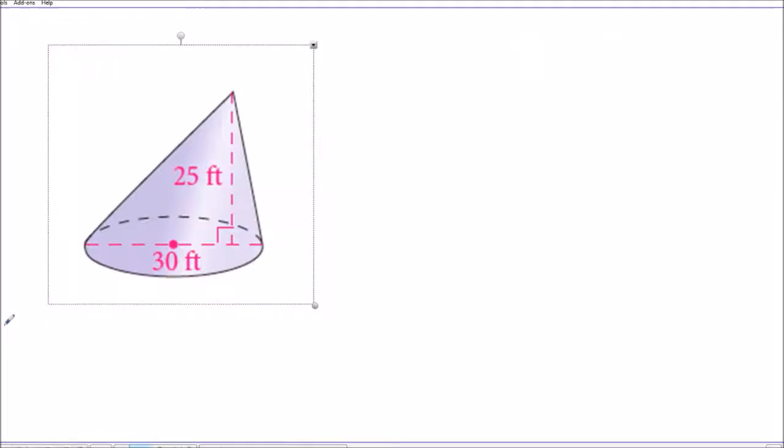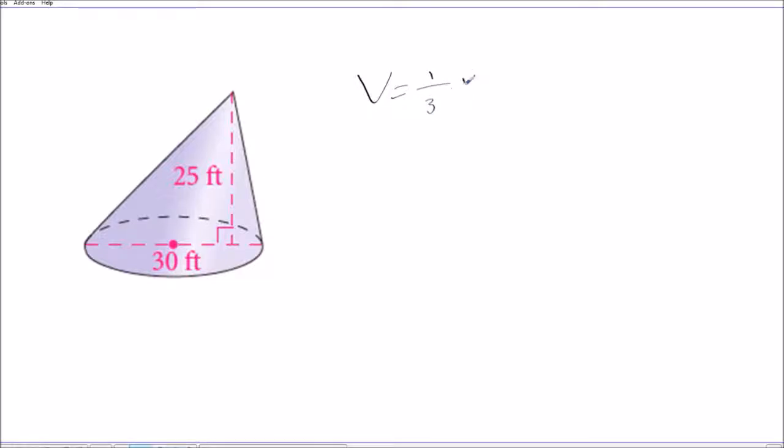Now let's try an example with a cone. Okay, so volume of a cone, and pause the video, draw it if you want to. Try this on your own first, okay? I think you can probably get it. Okay, we said the volume was 1/3 pi r squared times the height.